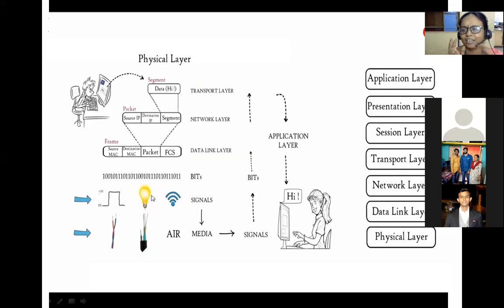I think yesterday you got so many things, so that's why I want to put up a physical image, so you may understand well how it is happening.